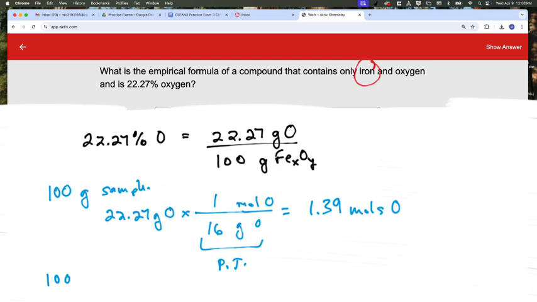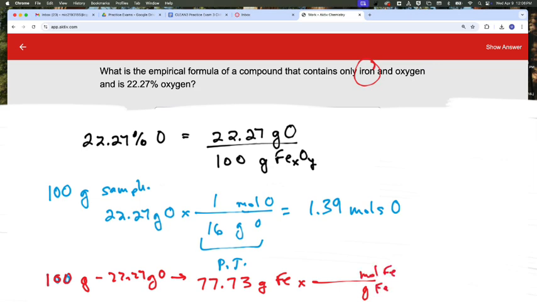So I'll go 100. We'll switch colors because it's iron. 100 gram sample minus the 22.27 grams of oxygen is going to, what did you say the number was? 77.73. 77.73 must be grams of iron. There's only 2 things there. And if that's in grams, I can't use grams in an empirical formula. What do I need? I need moles. How do I convert the grams into moles?